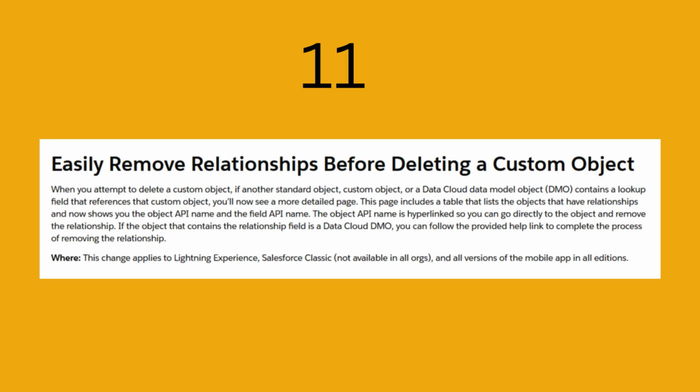The last one is easily remove relationships before deleting a custom object. When deleting custom objects, Salesforce now displays related objects and fields in a table, making relationship removal straightforward.